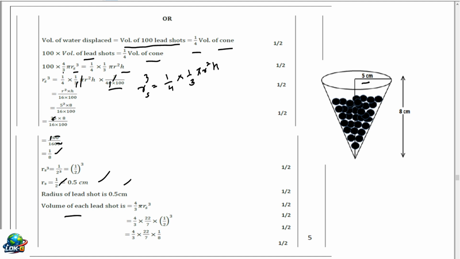Volume of each lead shot is 4 by 3 pi r cube. Observe the marks distributed. Up to this you will get 2.5 marks. The remaining 2 marks will be given for this. 4 by 3 pi r cube. 4 by 3 pi is 22 by 7, 1 by 8. You can cancel, 4 1s are, 4 2s are.